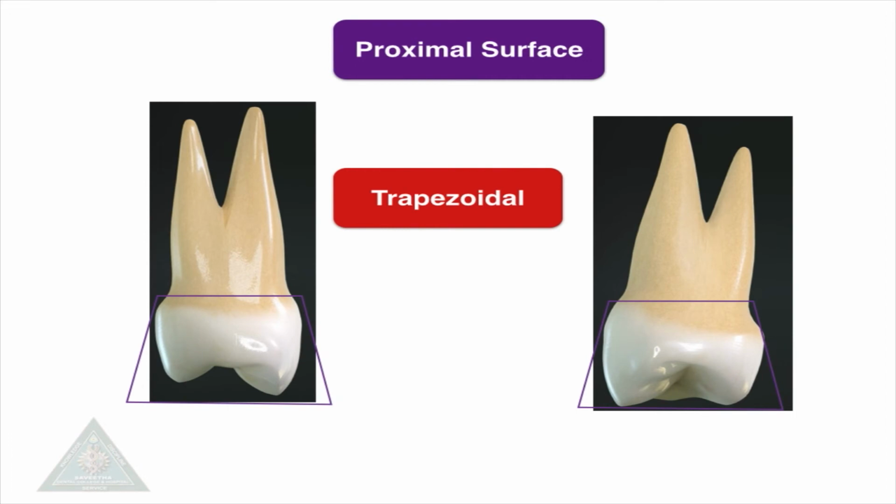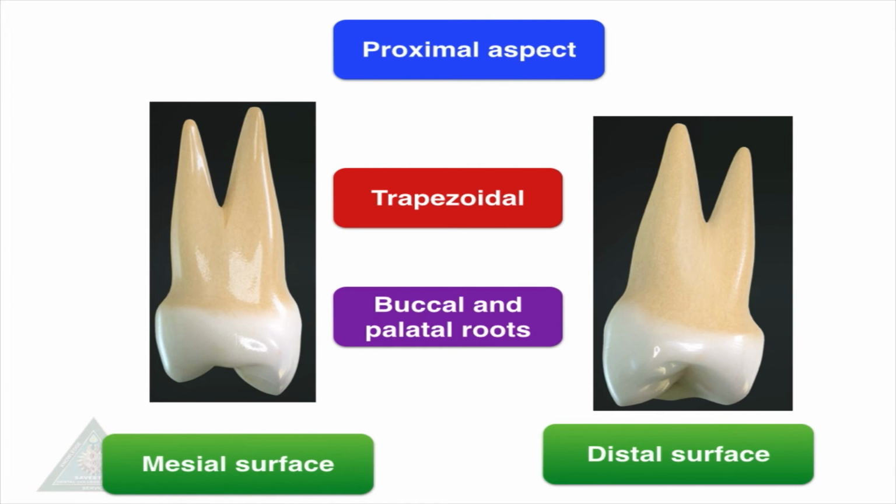Maxillary premolars usually have two roots. One is a buccal root, the other one is a palatal root. Sometimes single-rooted maxillary first premolar can also be seen. Now, the crown is trapezoidal from the proximal aspect and you have two roots, the buccal and palatal.